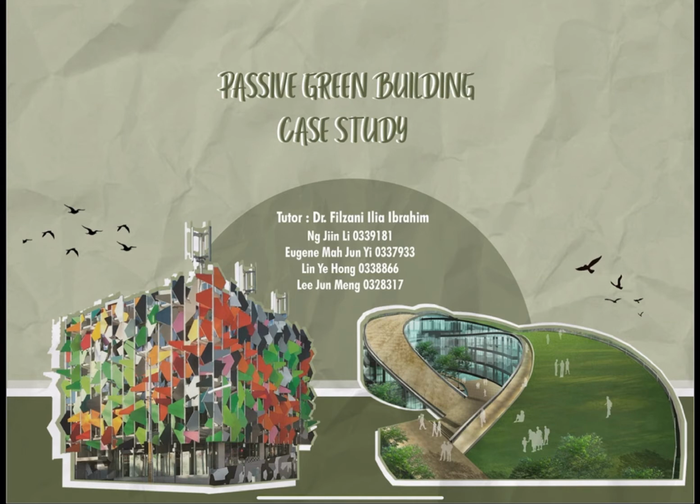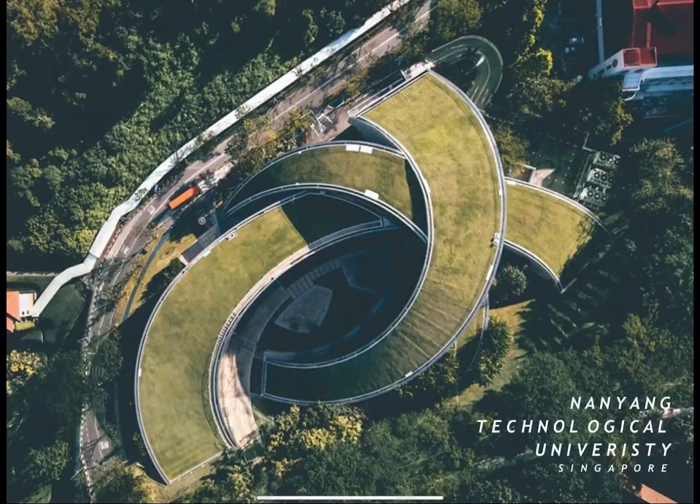Today we will be presenting our Assignment 1, Passive Green Building Case Studies. This project is a comparative analytical case study on two buildings from two different climate types, to study and compare the differences between the types of green building design strategies applied to respond to their respective climates. The buildings that are studied are Nanyang Technological University in Singapore and the Pixel building in Melbourne, Australia.